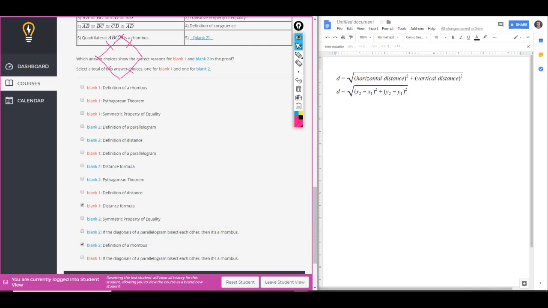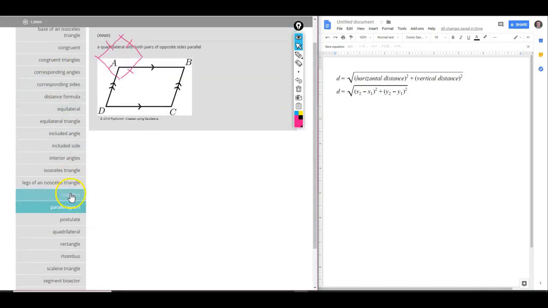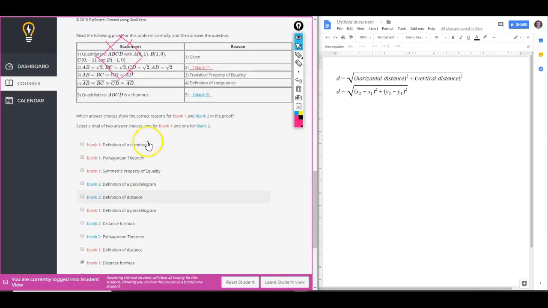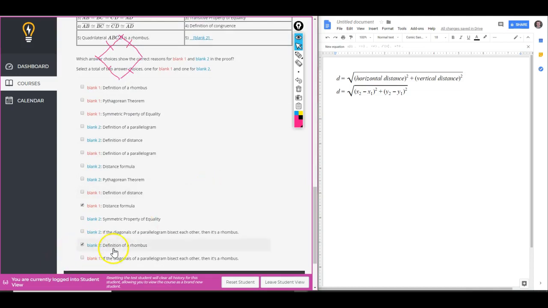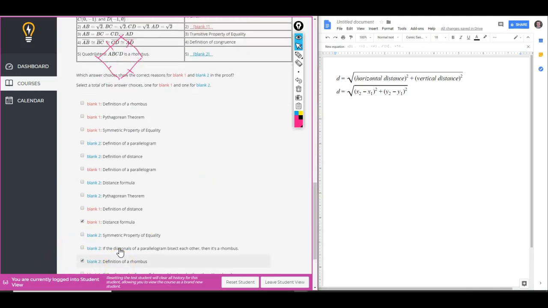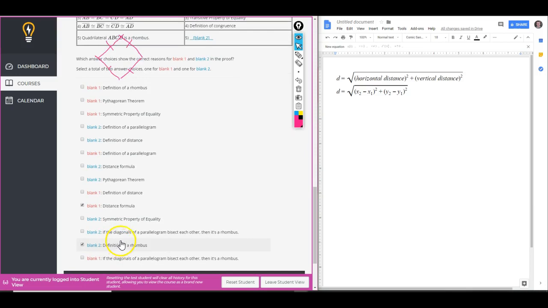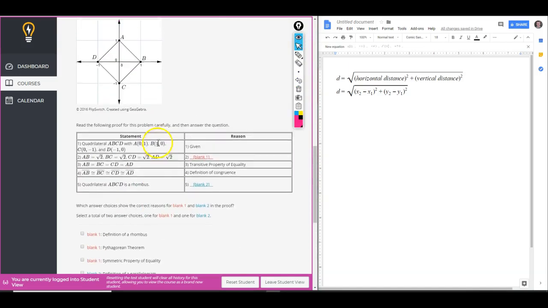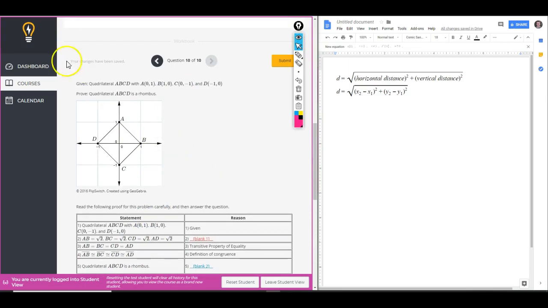So I'm going to check that against my key terms. If I select a rhombus, it says a quadrilateral with 4 congruent sides. They just proved that each of those sides are congruent, so it is by definition a rhombus. So that's how I would use the key terms to help me fill in what blank 2 is, as well as the previous work that they were using in statement 4 to solve this. So I hope that helps.